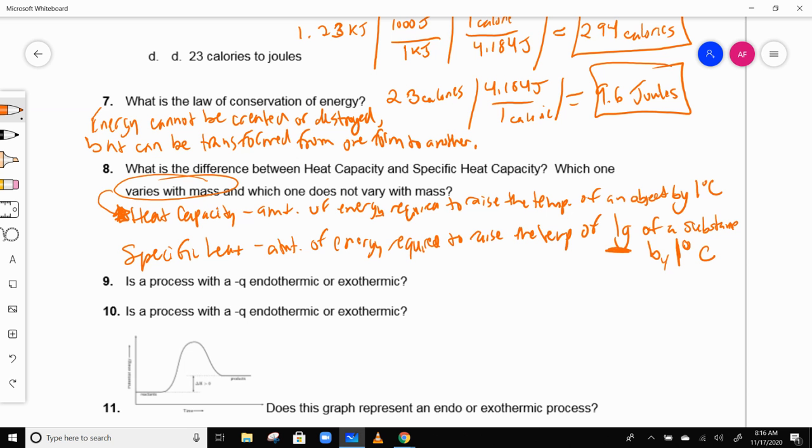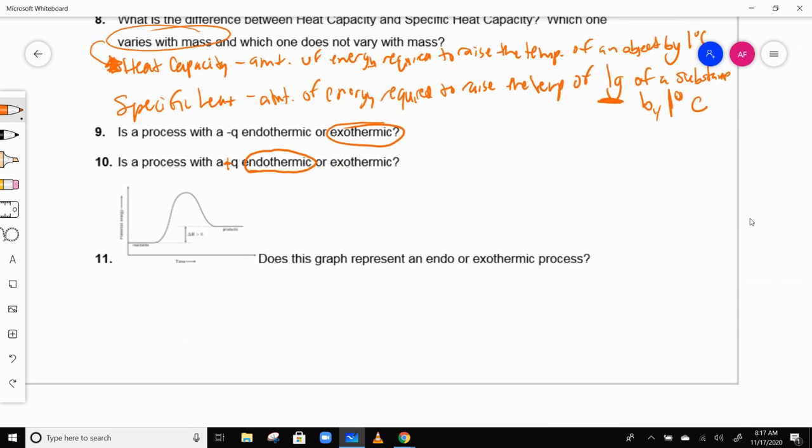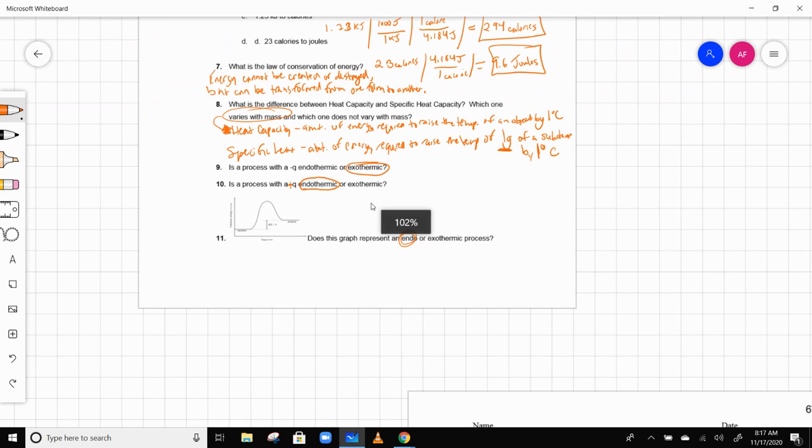Okay, negative Q means that we're losing energy. It's exothermic. This other one should have said positive Q. Whoops, I'll fix that. But positive Q is endothermic. My bad, I copy and pasted that one and forgot to change it. So positive Q is endothermic, negative Q is exothermic. Endo or exo? Well, this one has more energy in the end than we started with. So that means it's endothermic. It took in heat energy.